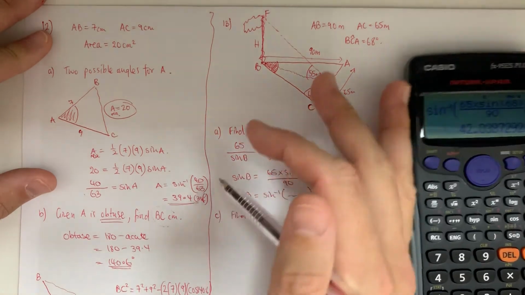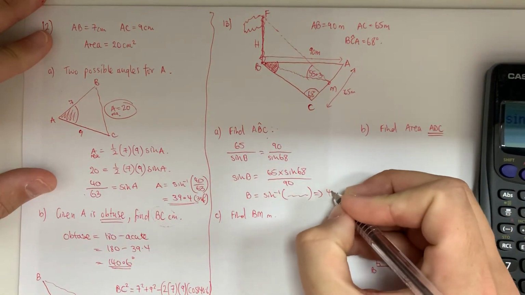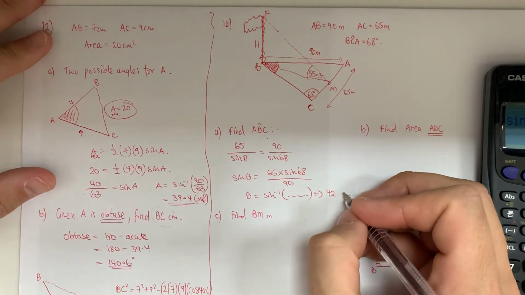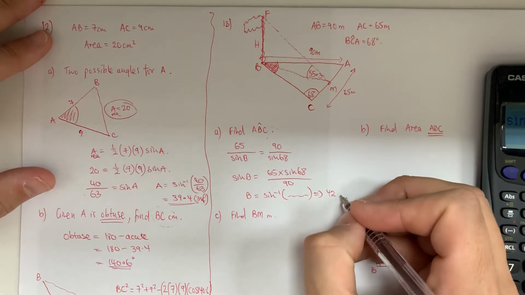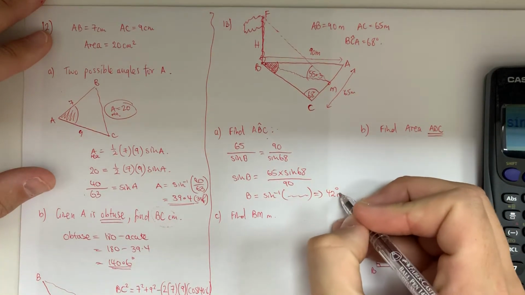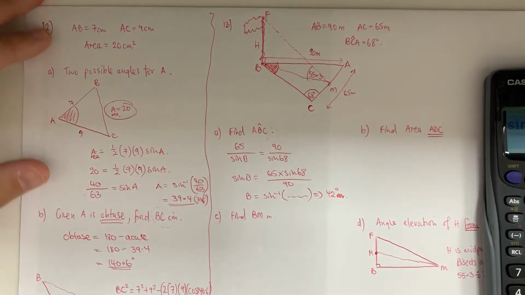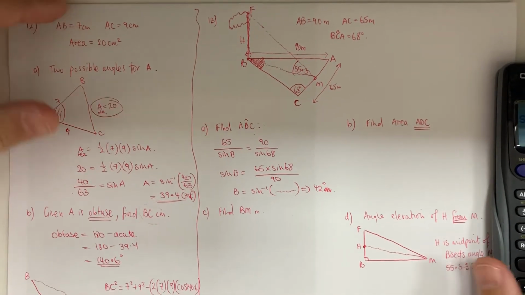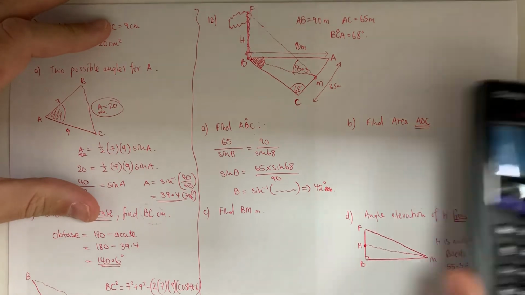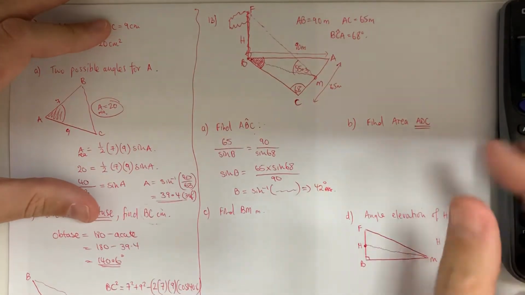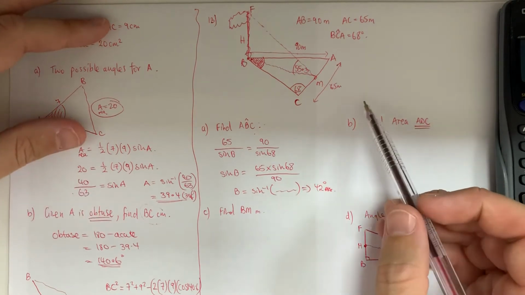So that's 42, to 3 significant figures, and it is measured in metres. Sorry, this is an angle, so it's degrees. So that's 42 degrees. Okay, then the next one says find the area of ABC. So to find the area, I can use a couple of methods.